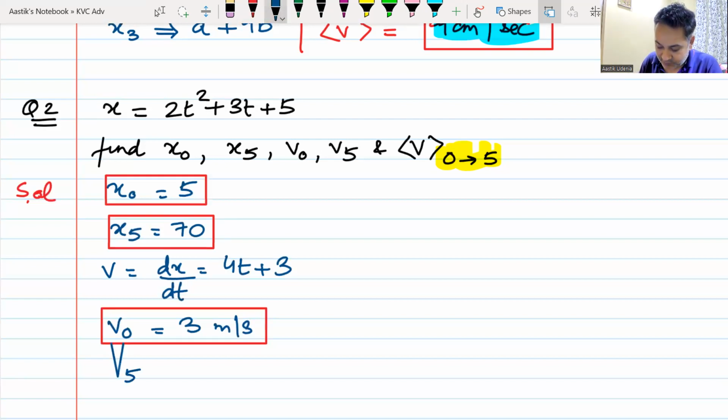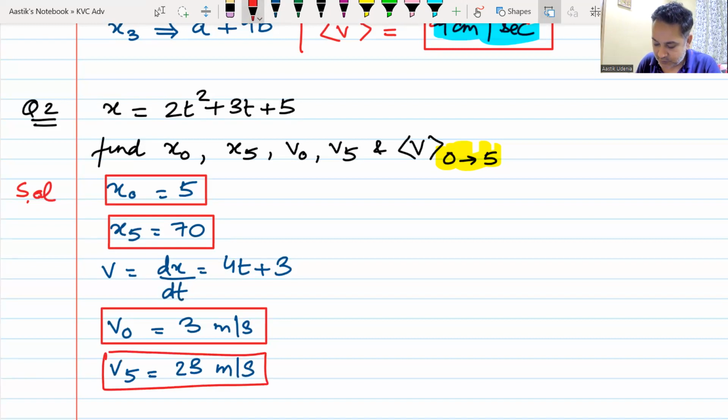Let me find out the value of V5. For V5, just put the value of t as 5. How much? 23. 23 meters per second. That is the answer that I will get. That is the value of V5.